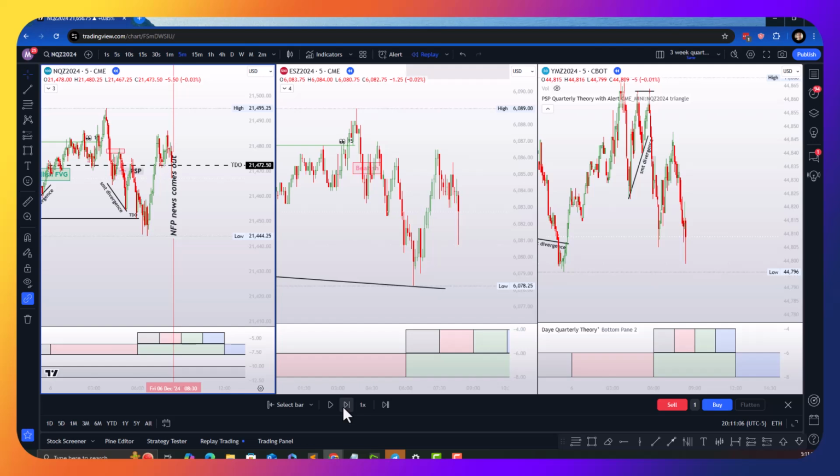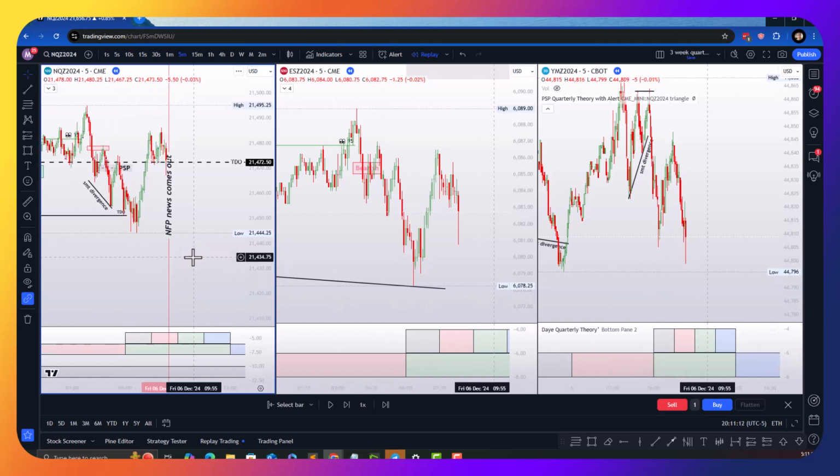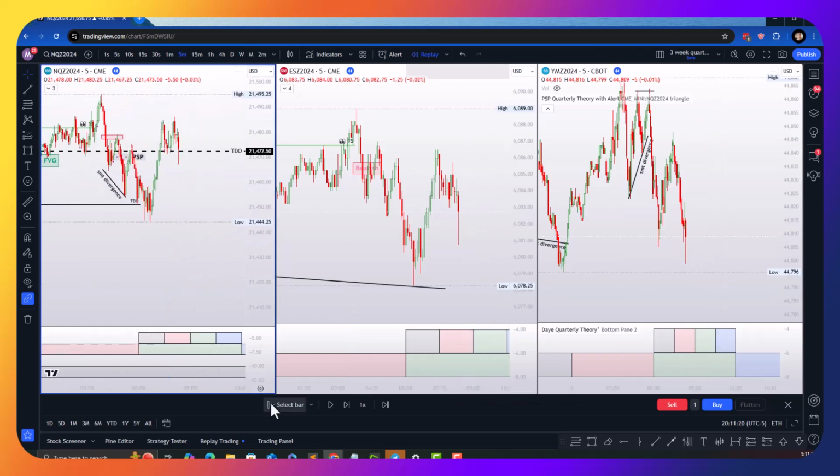Yep, they're pulling back. YM, check this out. So we made a bullish SMT between NQ and YM. NQ is the stronger asset. NFP is coming out. So let's see what we get.